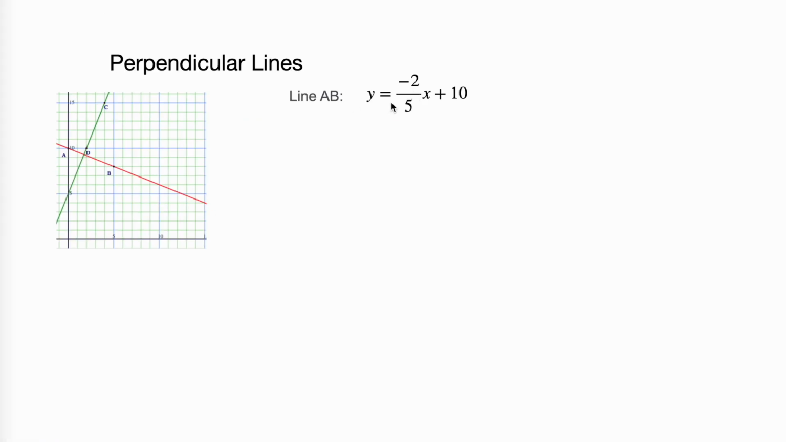Line AB is y is equal to negative 2/5 x plus 10. Line C, the b value is 5. The slope, the delta x is 2, and the delta y is positive 5. It's y is equal to positive 5 over 2x plus our b value 5. The b value can be the same. We can make that 10. It's still going to be perpendicular. The b doesn't really matter.